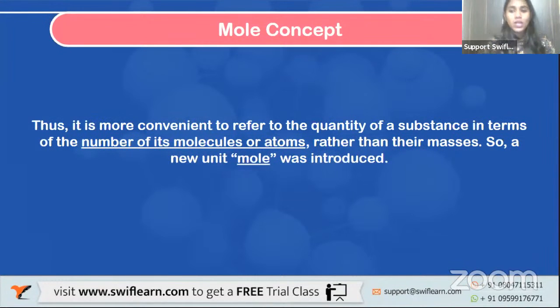Coming to the mole concept. Now, mole concept, usually students find it a little bit difficult to understand, but it is a very, very easy concept. It is more convenient to refer to the quantity of a substance in terms of the number of its molecules or atoms rather than masses. Yes or no? It's easier. Like we always say there are three hydrogen atoms rather than saying there are three u of hydrogen, right? So it's always easier to count the number of atoms rather than to calculate the masses.